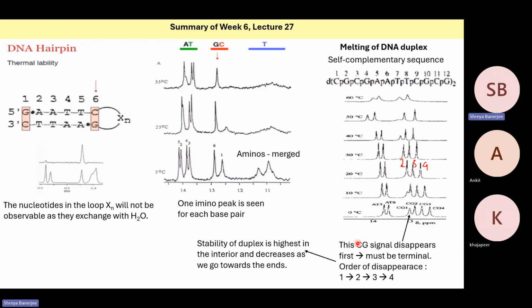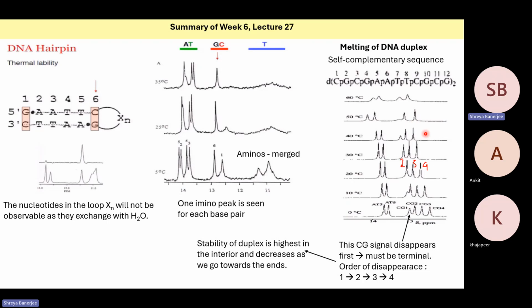So we know that CG1 is the one that must be at the end of the sequence, or the terminal. Because as we go from the terminal to the internal region of the nucleotide, the stability of the base pair increases. Because the terminal nucleotides are already exposed to the solvent, the stability is not that great. And so as you heat the DNA, the terminal base pair is the first to disappear. So you can see initially CG1 disappears. So that must be the terminal base pair.